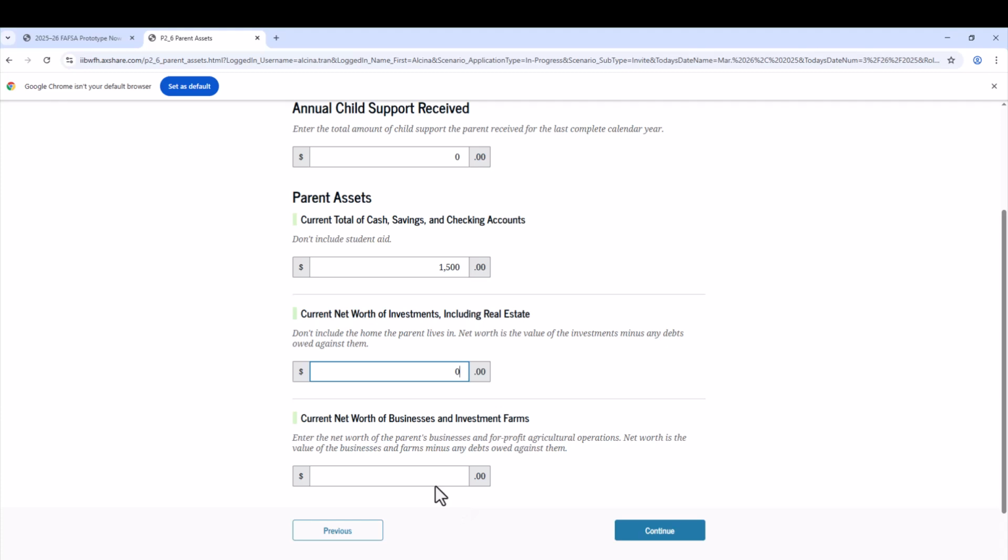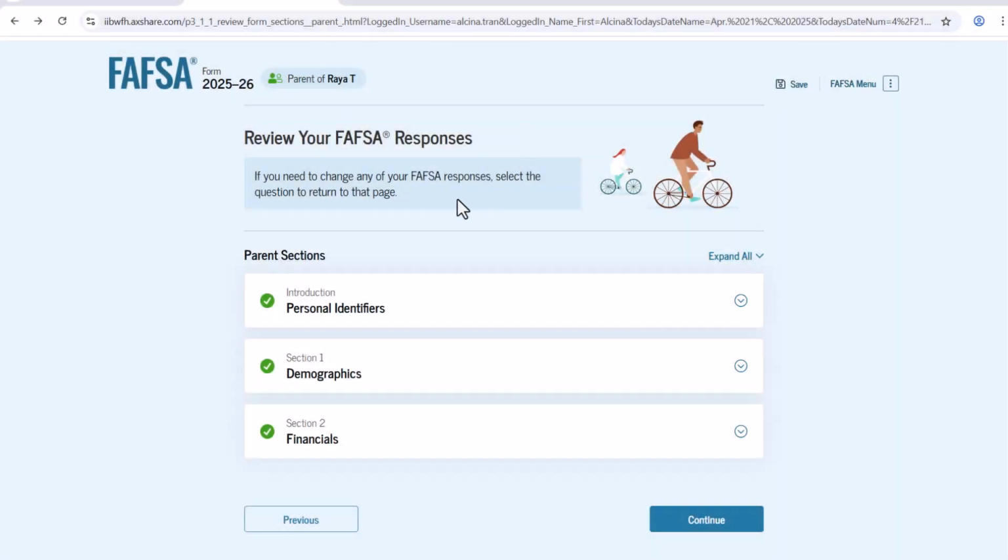Which is current net worth of businesses and investment farms. Again, this is any business that you may have that you are receiving a profit off of. You'll need to enter that net worth in, but just be mindful that you will subtract any debts owed against it. So if you have any equipment or anything that you are currently paying on with your business, you will subtract that, as that will be the total net worth that you will enter here. But if not, you'll enter 0 and continue on with the form. Now you have entered the last portion of the parent section of the FAFSA.